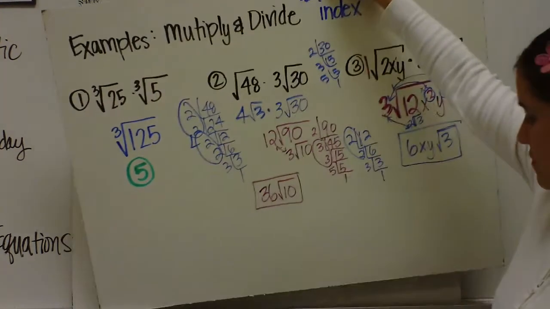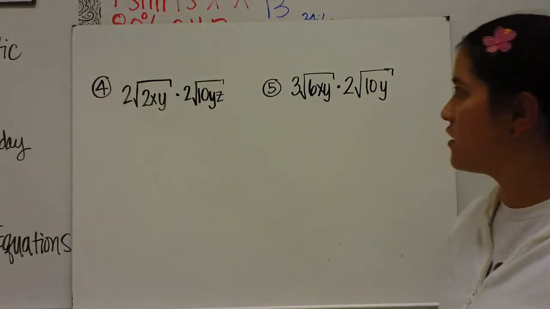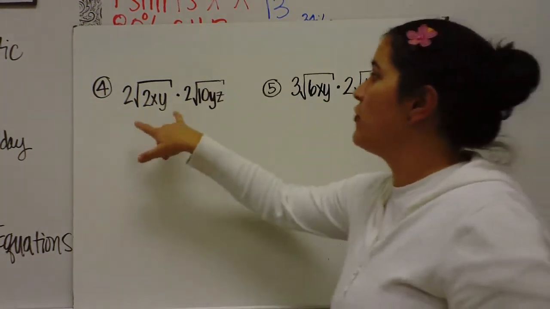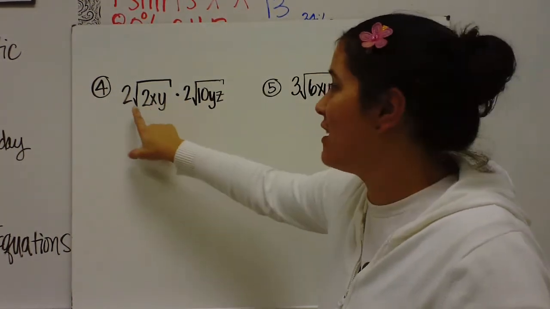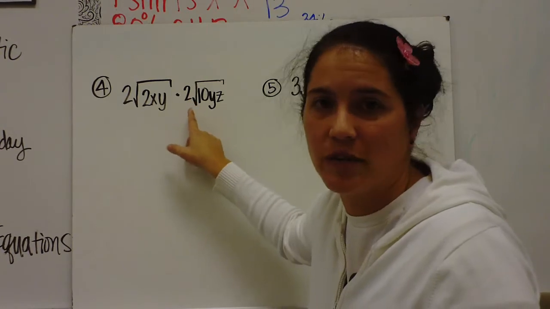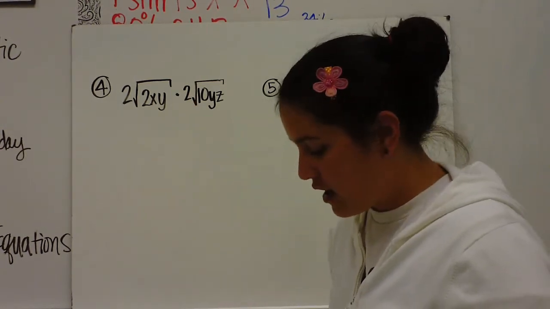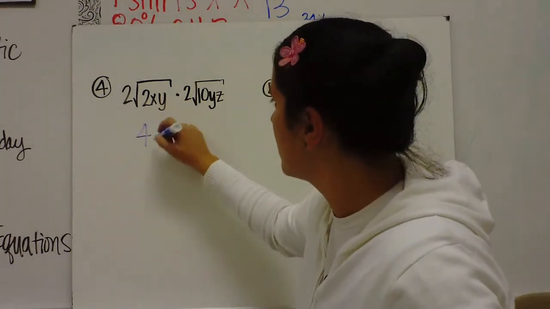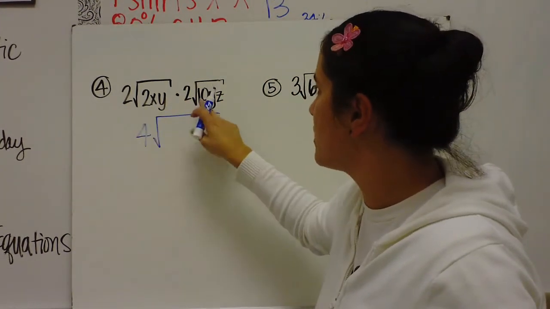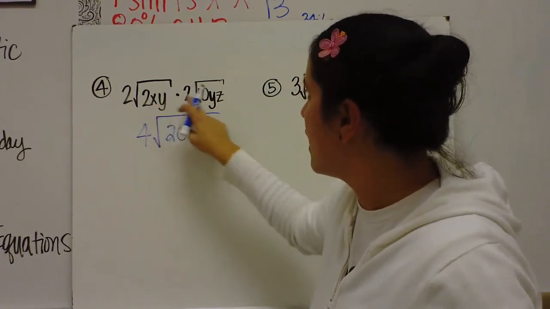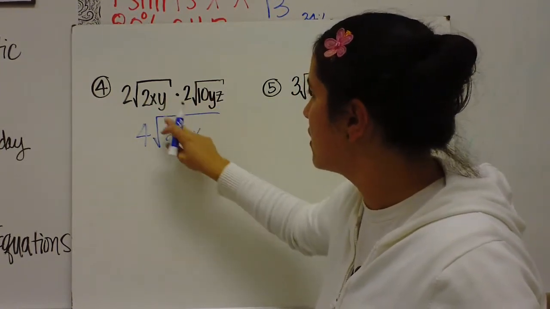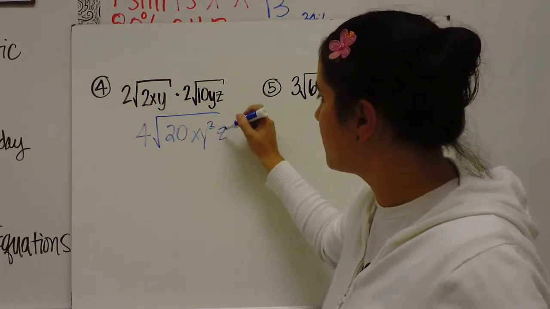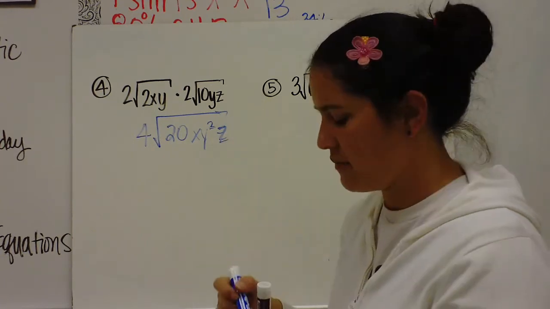So 4 and 5. So number 4. I have 2 and I have 10. I can't simplify 2, and 10 is 2 times 5, so nothing's going to come out. So I need to multiply. My 2 times 2 is going to give me 4. And then I'm going to multiply. 2 times 10 is 20. X, there's no other x's. Y times y is y squared. And then there's z. I hope you can see that. I'm going to change markers.